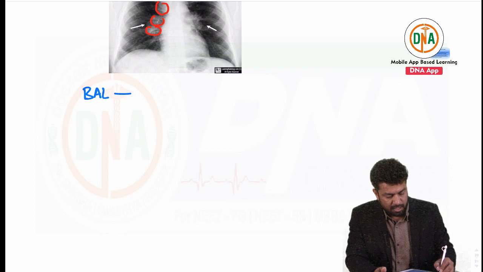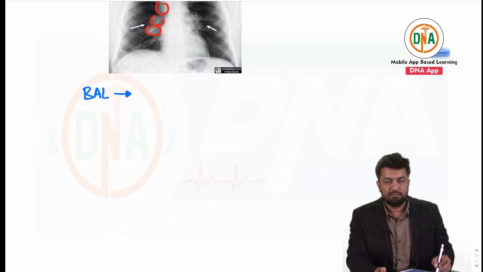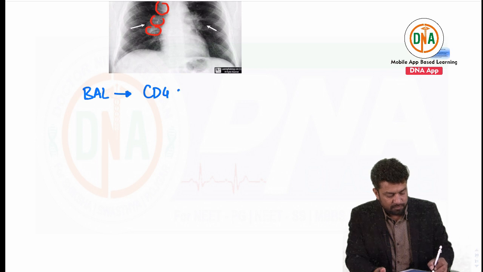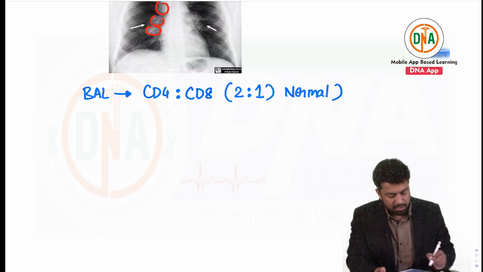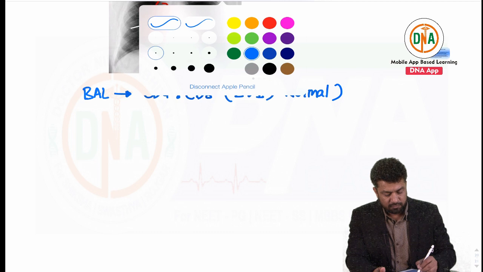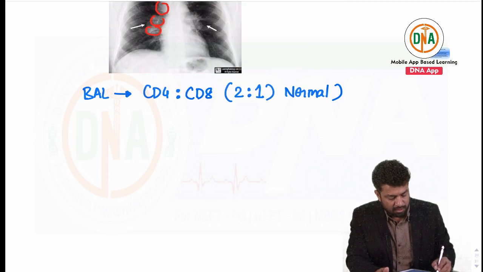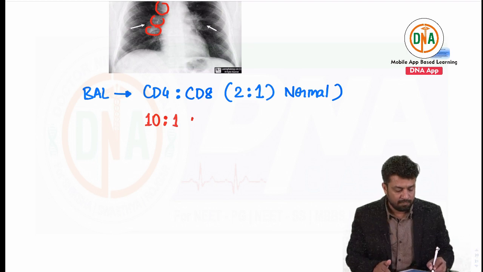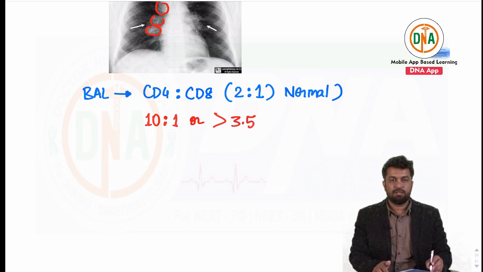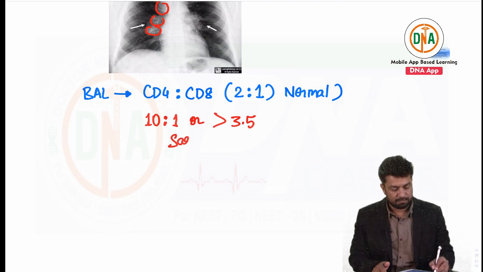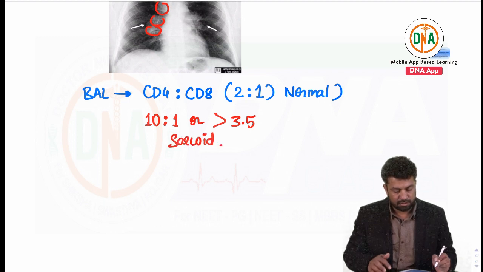Apart from this, when you do a bronchoalveolar lavage or a BAL, in normal cases the patient will have a CD4 to CD8 cell ratio of 2:1. This is a normal ratio, guys. But in cases of sarcoidosis, what we find on bronchoalveolar lavage is that this ratio goes up to 10:1, or you can say that it is greater than 3.5, and when it is greater than 3.5, this is diagnostic of sarcoid.